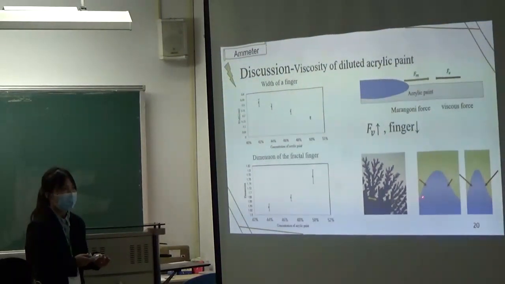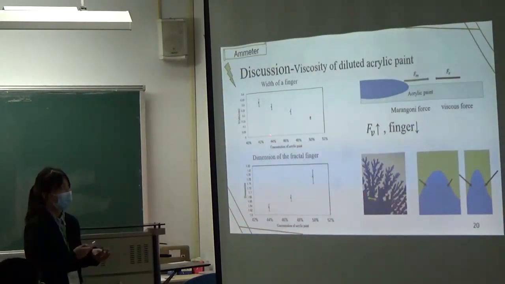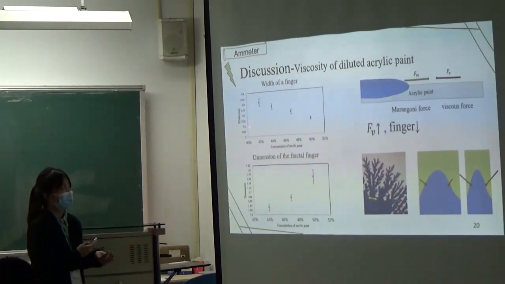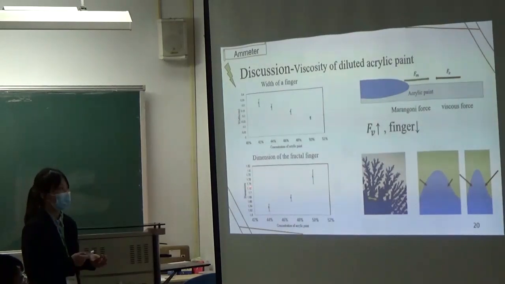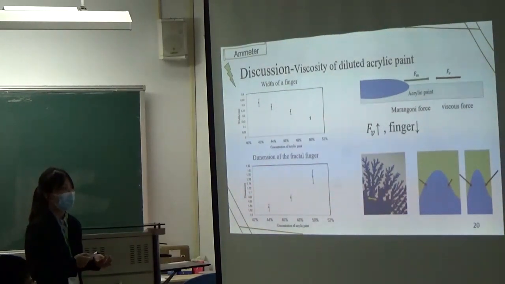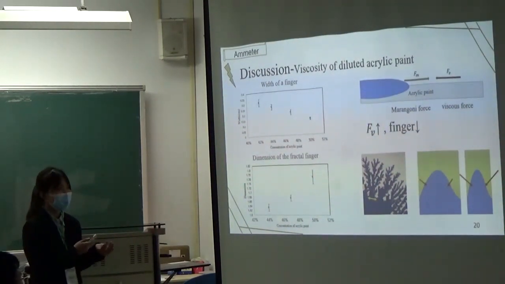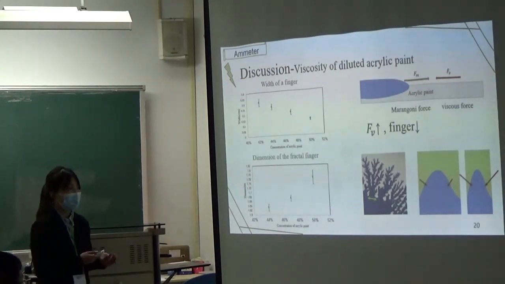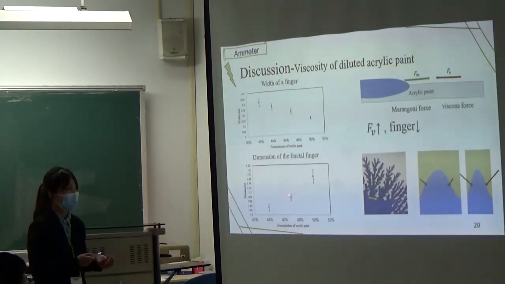to let the fingers become narrow. So in this chart, the y-axis is the width, and we can see that it decreases. And in this one, the y-axis is the dimension, and we can see that when the viscous force is increased, the dimension of the fingers also increases.